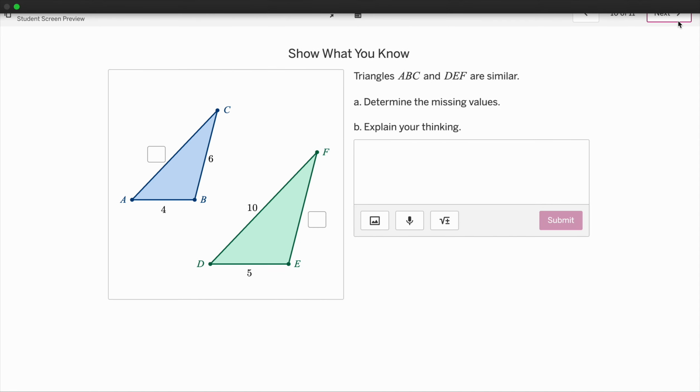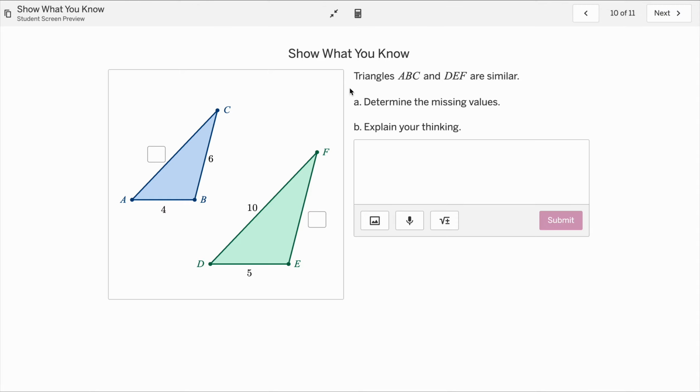And then for this one, show what you know. Use triangles ABC and DEF, I read that wrong. Triangles ABC and DEF are similar. Determine the missing values and explain your thinking. Well, I'm going to take a look right here. I see the relationship between 5 and 10 is 5 is half of 10. So 4 is half of 8, and that's how I would find that one right there.